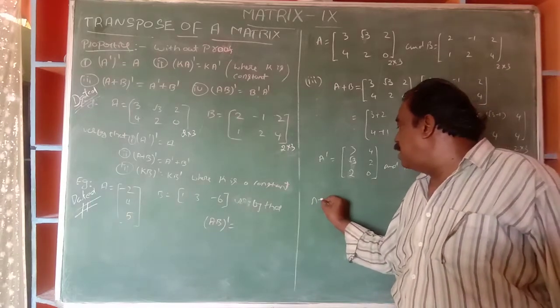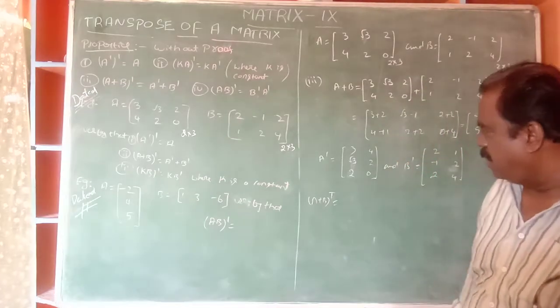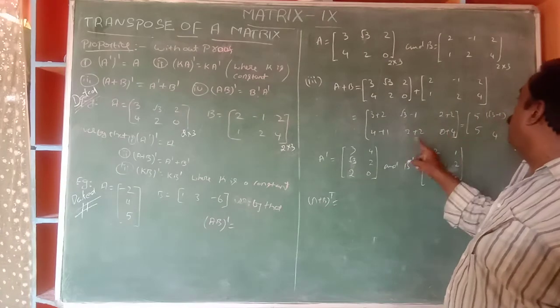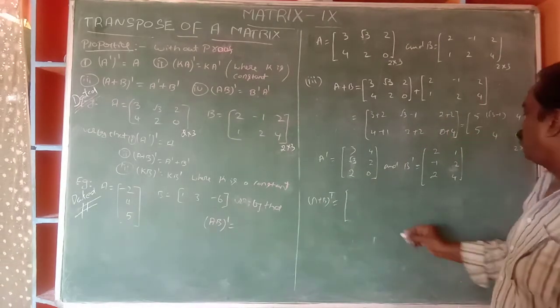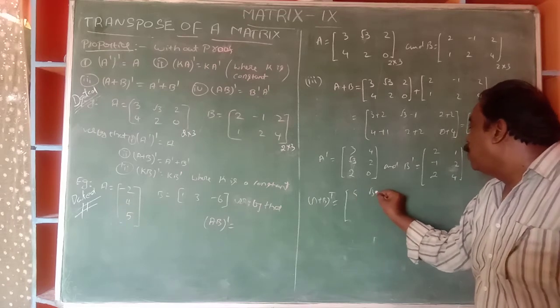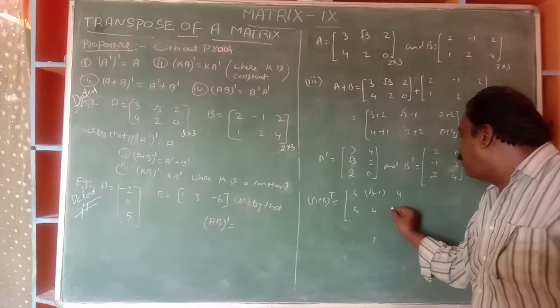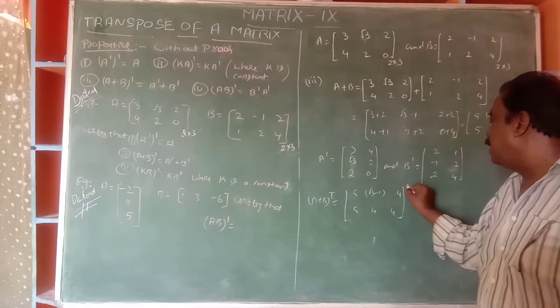Now, what is (A plus B) whole transpose? Power T or dash, whatever it may be. A plus B, we know it is this one. This is A plus B. A plus B means it is 5, root 3 minus 1, 4. It is (5, 4, 4) whole power T.